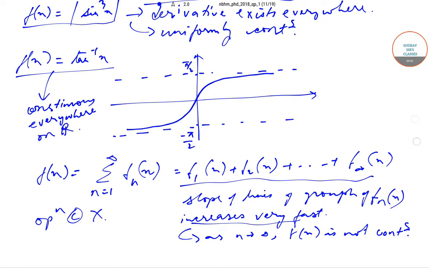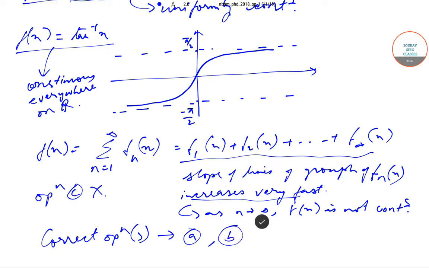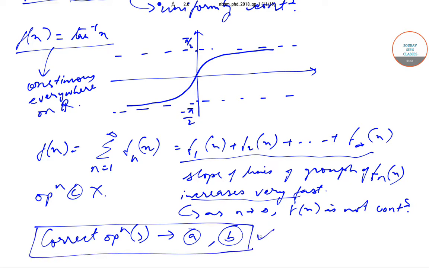So therefore the correct options are: the function given by option A is uniformly continuous, and the function given by option B is also uniformly continuous. So these are the options. Today we have solved a question which came in the analysis part, section 2 of the NBHM 2018 paper.